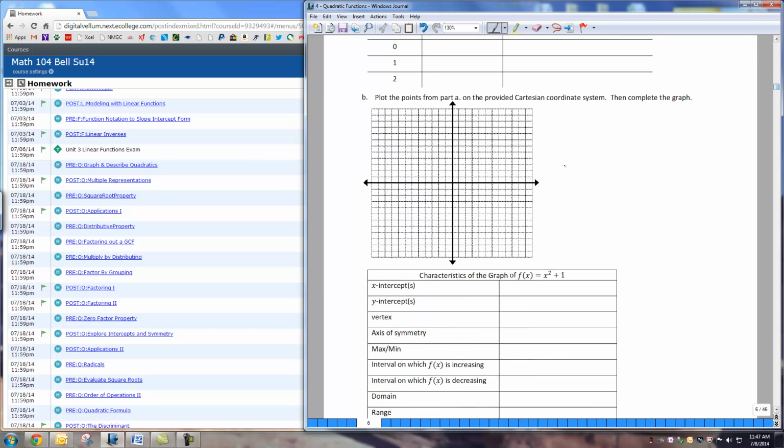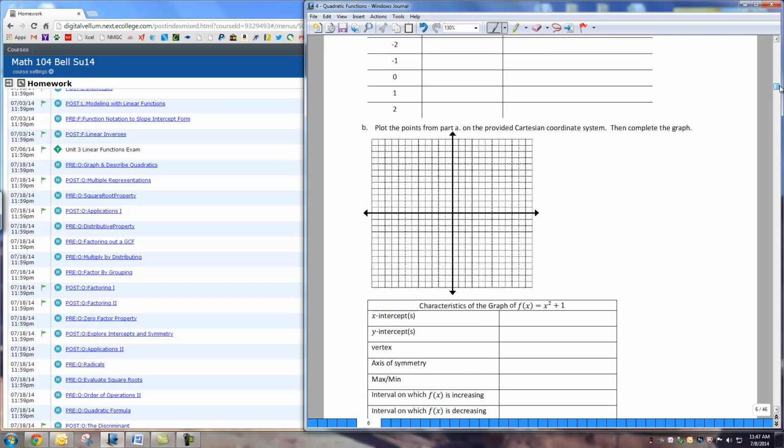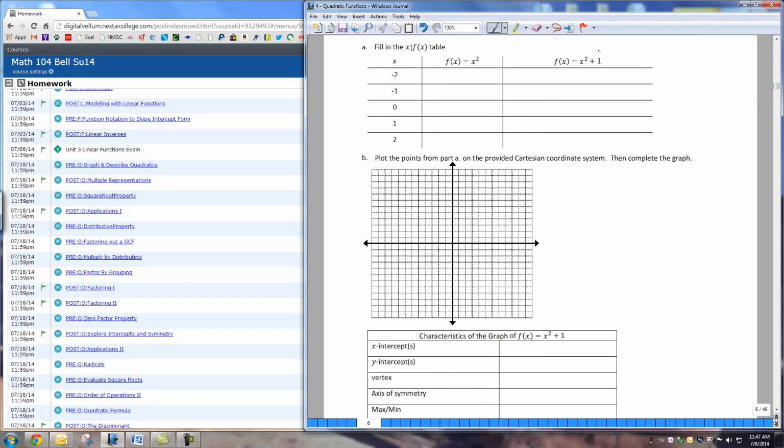Now let's look at this graph. f of x equals x squared plus 1. So what it's going to do is it's going to shift our graph up 1 unit. So when I plug in negative 2, I get the quantity negative 2 squared plus 1, which is 5. 4 plus 1 is 5. When I plug in negative 1, you get 2. When I plug in 0, you get 1. When I plug in 1, you get 2. When I plug in 2, you get 5.